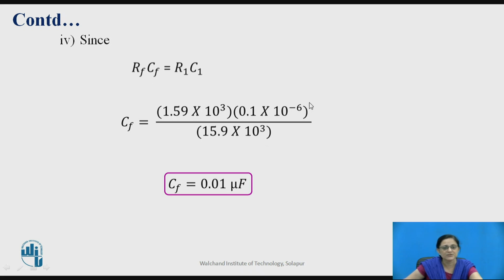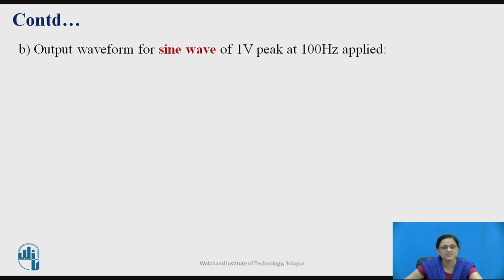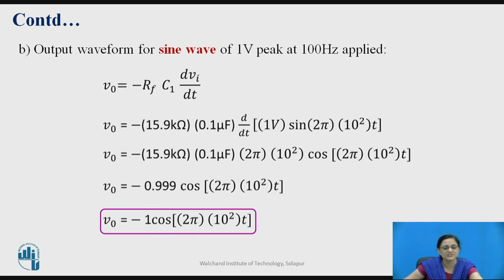So by putting these values, you are getting the value for the CF feedback capacitor equal to 0.01 microfarad. Now by using all these formulae, you can draw the circuit diagram once again with these values. Now let us check the output waveform when a sine wave of 1 volt peak is applied at 100 Hz as an input signal for the differentiator circuit.